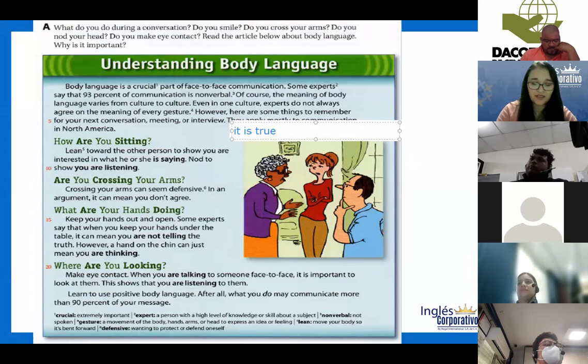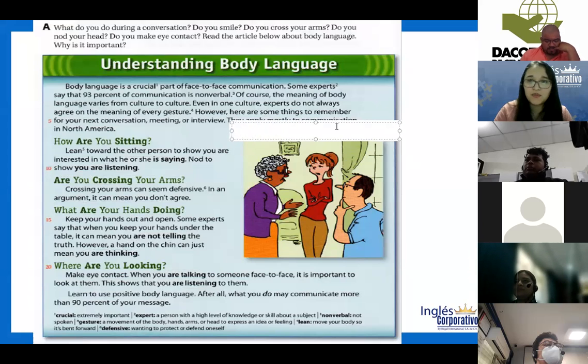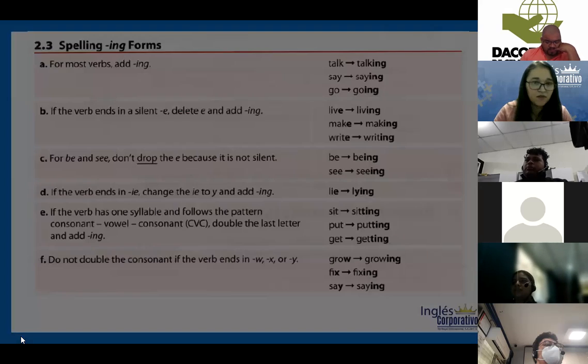It is true, right? A veces no miramos a la gente a los ojos. It means that we are distracted, right? That we don't care about what they are saying. So this is something that we have to keep in mind. Okay, let's continue with the lesson. That is just a reading, right?